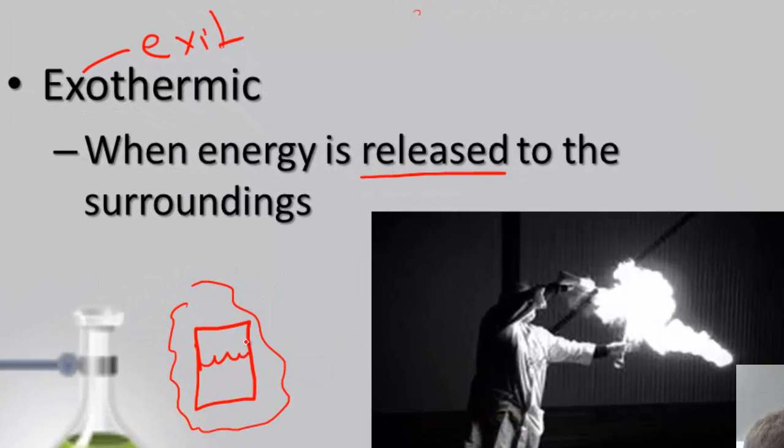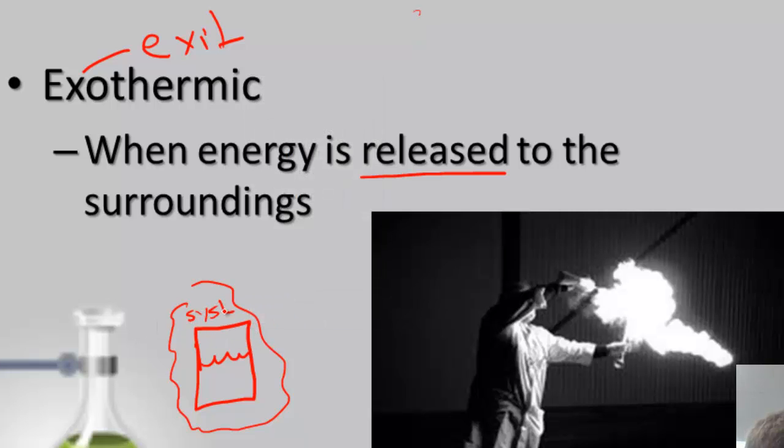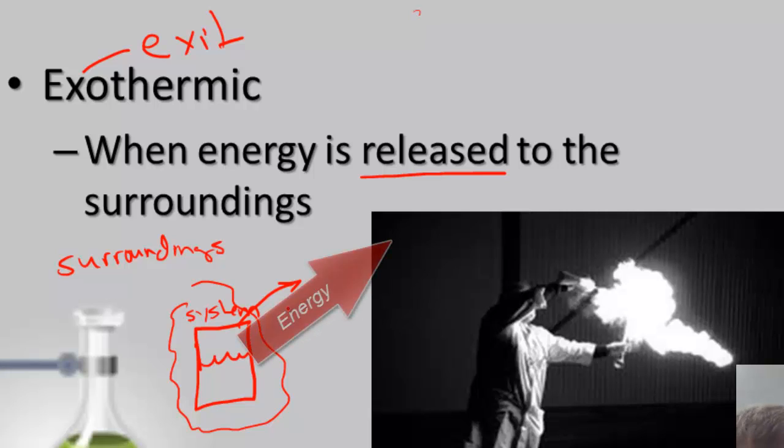So if I say, here's my beaker, and I'll call that my system, and I'll call all of this my surroundings. That's like us watching the beaker, that's the classroom, that's the town. So let's say this is getting hot, and fire is coming out. We know that energy is being released. It's going from the system to the surroundings, so energy is exiting. This is going to be an exothermic reaction.